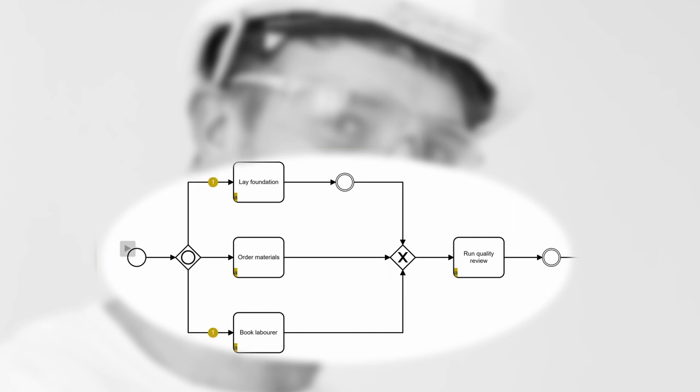The lay foundations, order materials, and book laborer tasks occur in parallel as separate process branches. After each of them completes, the quality review task is run before that branch of the process finishes.